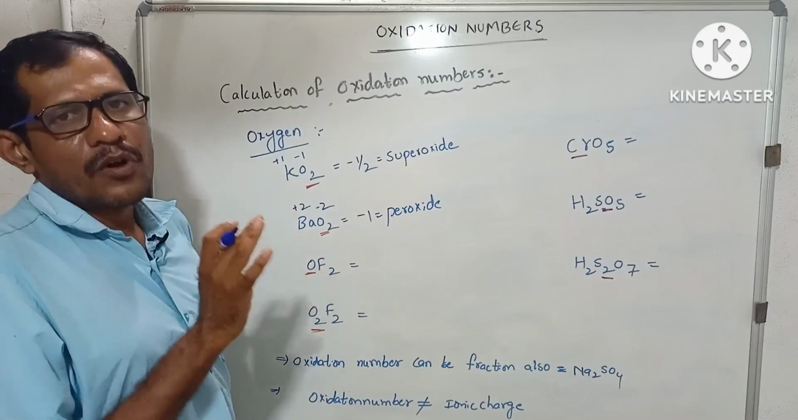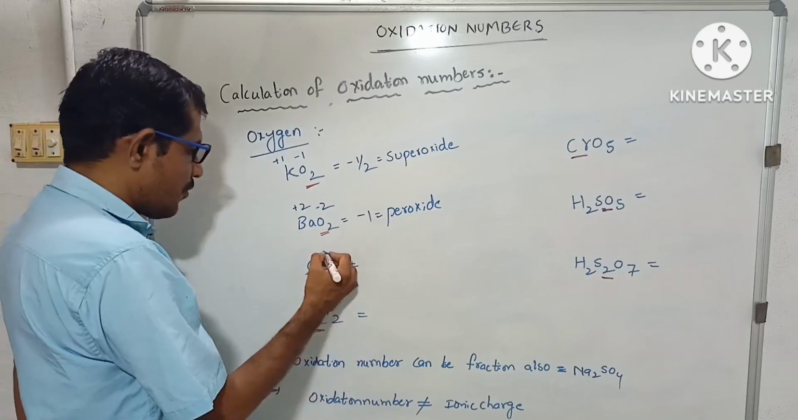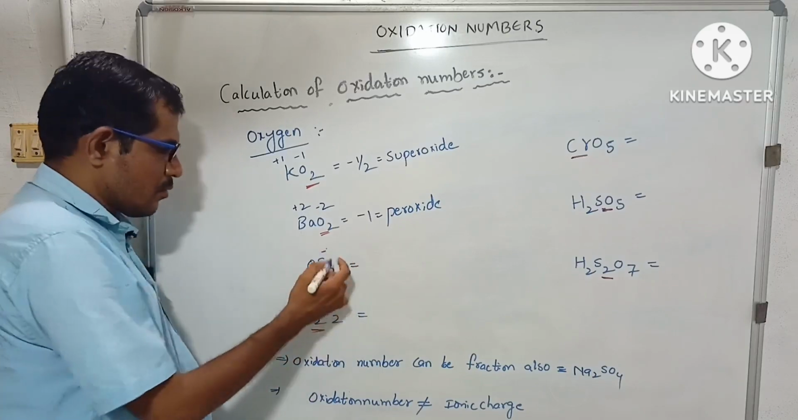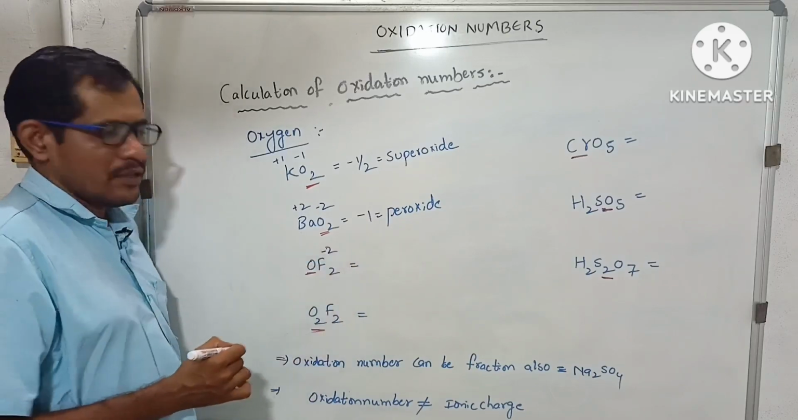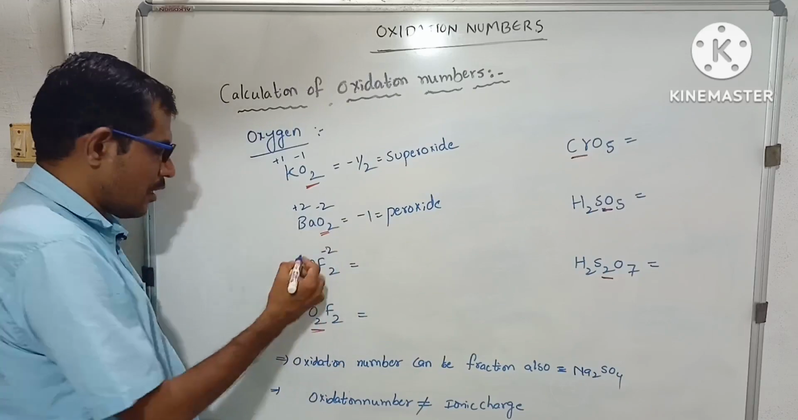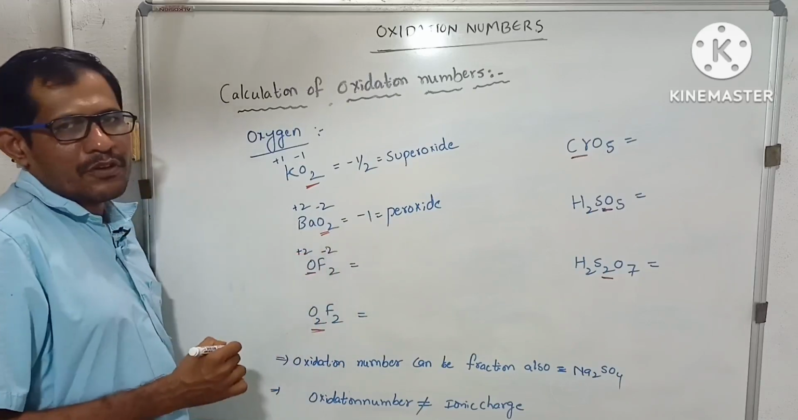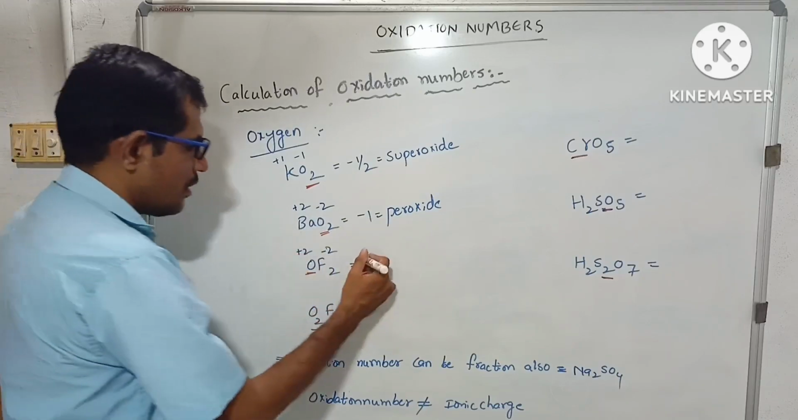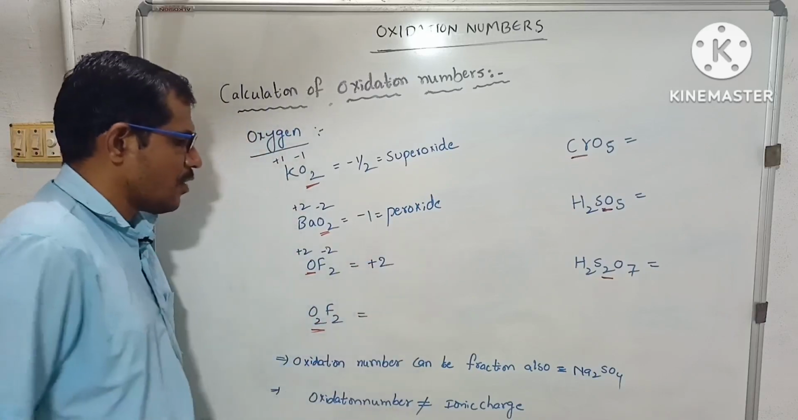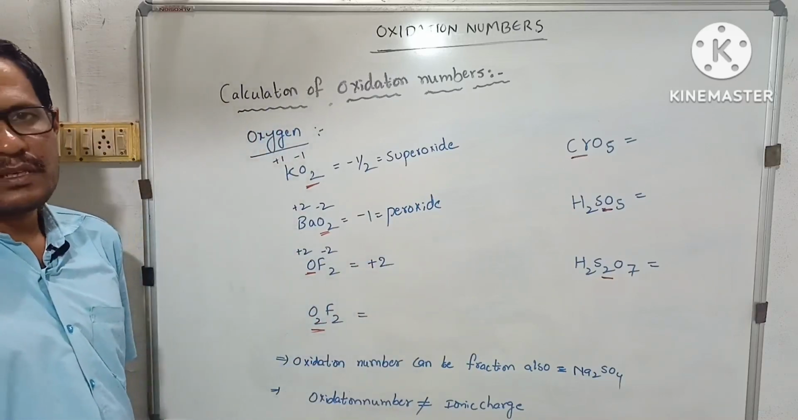Oxygen is showing positive oxidation state over here, right? If you take fluorine, each fluorine is minus 1. There are 2 fluorines, so minus 2. The molecule itself as a whole is neutral, so we need to give plus 2 for oxygen. So what is the oxidation state over here? It is plus 2, right? In OF2, the oxidation state of oxygen is plus 2.